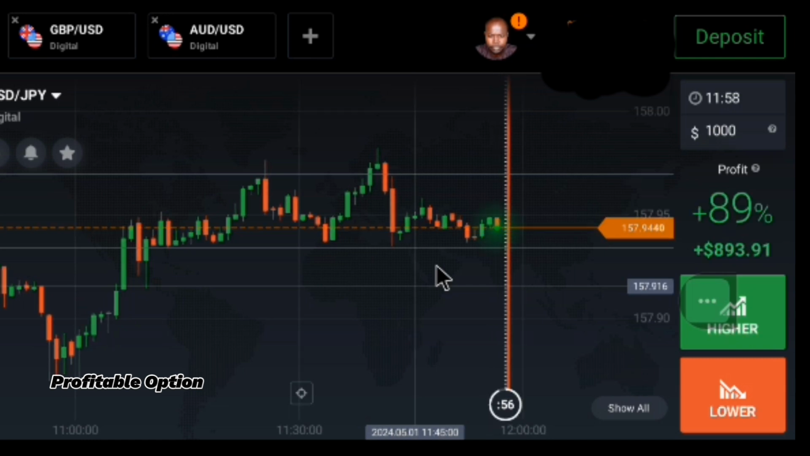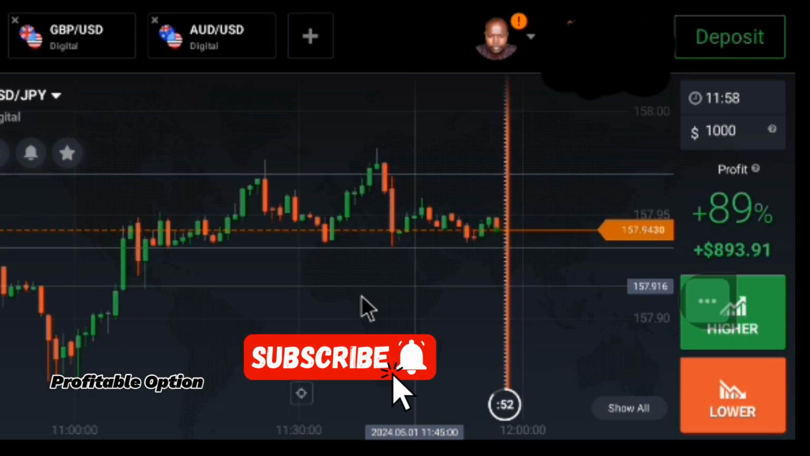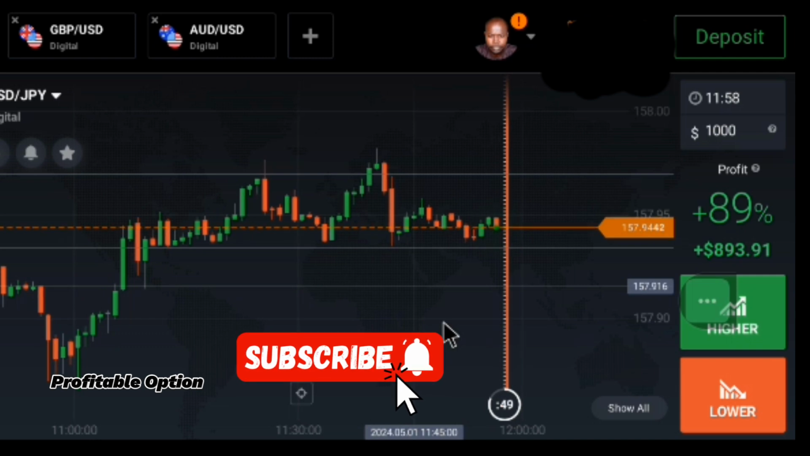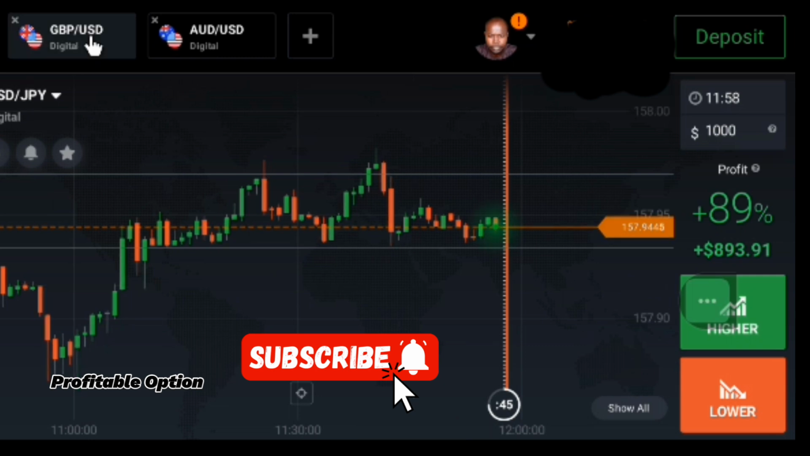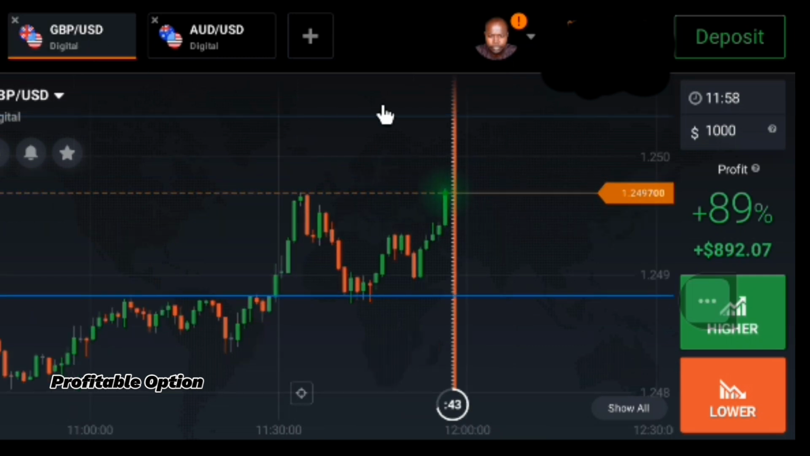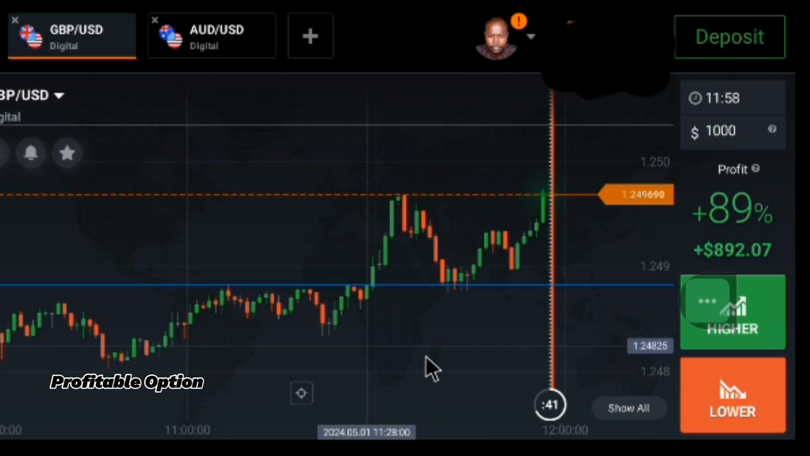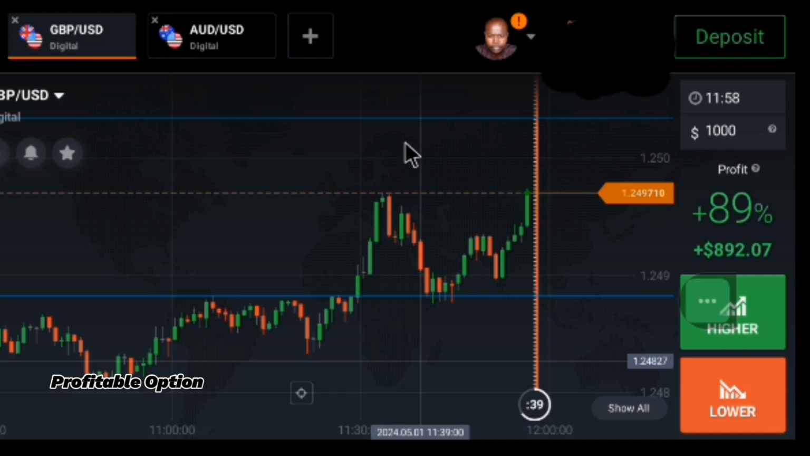But for me, if I win the first 2 trades, that is enough for me. I don't continue again. So I've won the first trade, and I'm going to be looking for another opportunity before I place a trade. Now let's look at the other one. Now this trade is going to the upside.